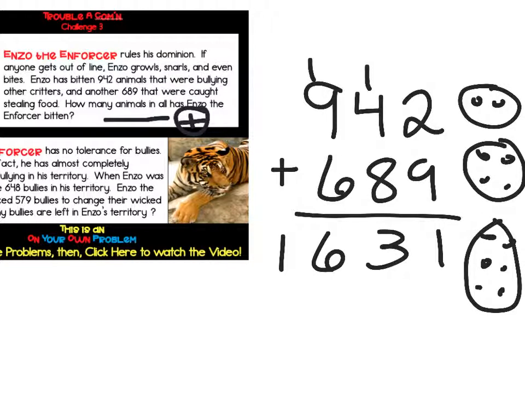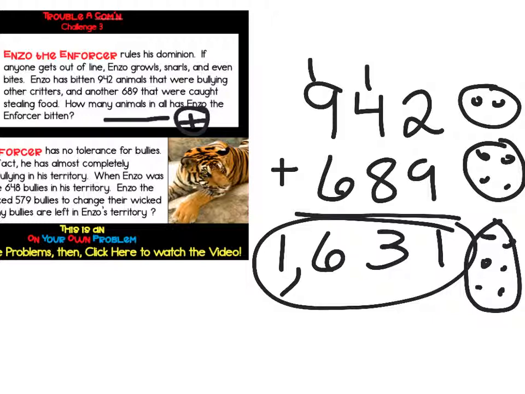And then since this is in the thousands place, I'm going to add a comma right here. And 1,631. That is how many animals Enzo the Enforcer has bitten. Youch!